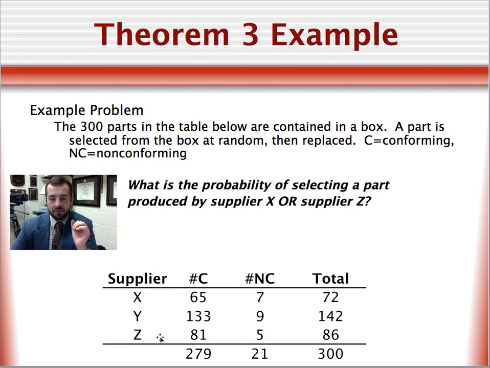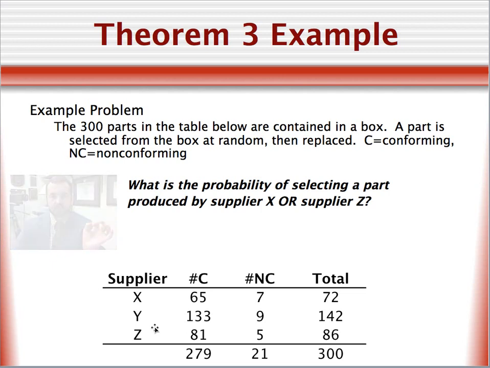These parts come from 3 different suppliers, and here we have columns representing how many parts are conforming and how many are non-conforming, and we have their totals here, a total of 300 parts. What is the probability of selecting a part produced by supplier X or supplier Z? Take a minute to think of how you would calculate this.